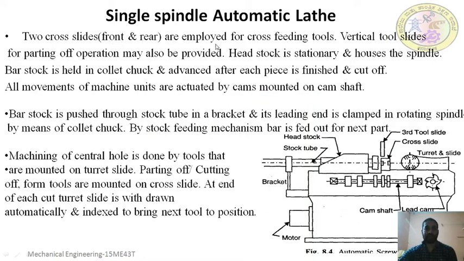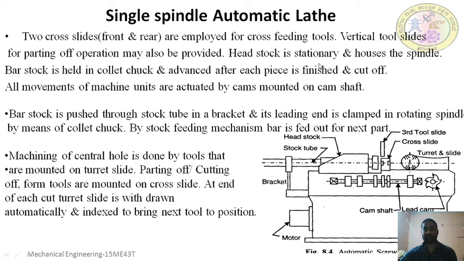Front and rear are employed for cross feeding of tools. The vertical tool slides are used for parting off operation. The vertical tool slides may be like this. You can have this. This is the third cross slide, the vertical one. It is used for parting off operation and may also be provided.